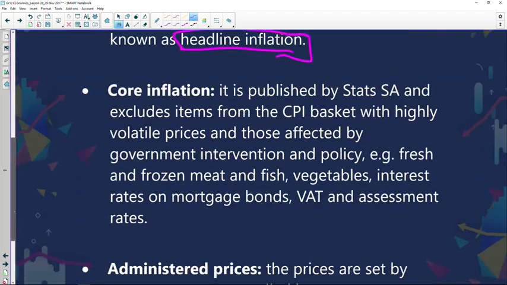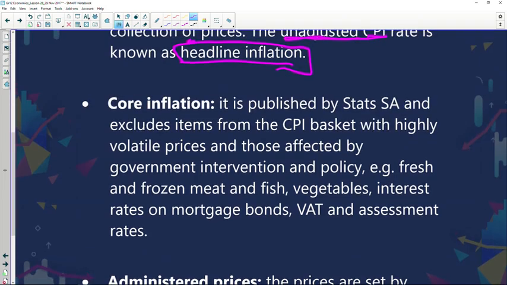So moving right along, that is the headline inflation. Now we move on to the core inflation. It is published by Stats SA, Statistics South Africa, and excludes items from the CPI basket with highly volatile prices and those affected by government intervention and also by policy. For example, fresh and frozen meat and fish will fall under that category. Vegetables, interest rates on mortgage bonds, and also value-added tax and the assessment rates will be examples of such.